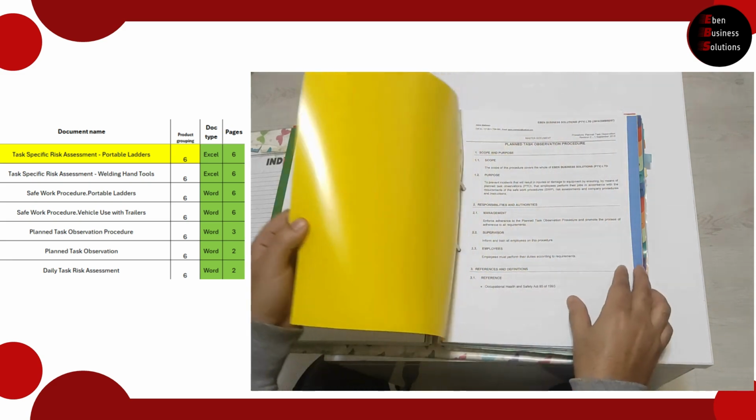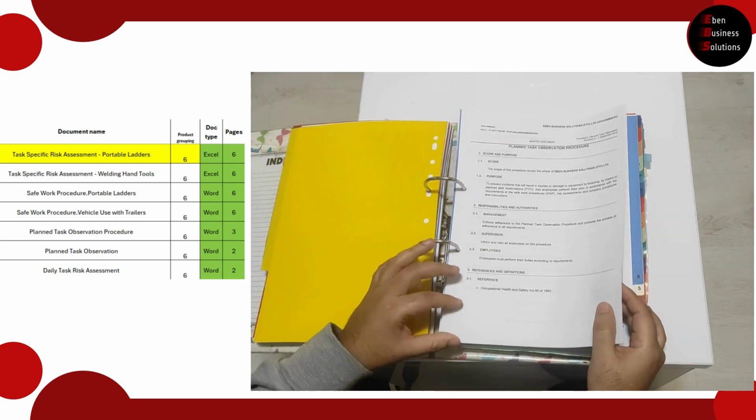Then another safe work procedure is vehicles using trailers and what's required over there. Then we go on to the next section, 2.6, which is the planned task observation procedure.